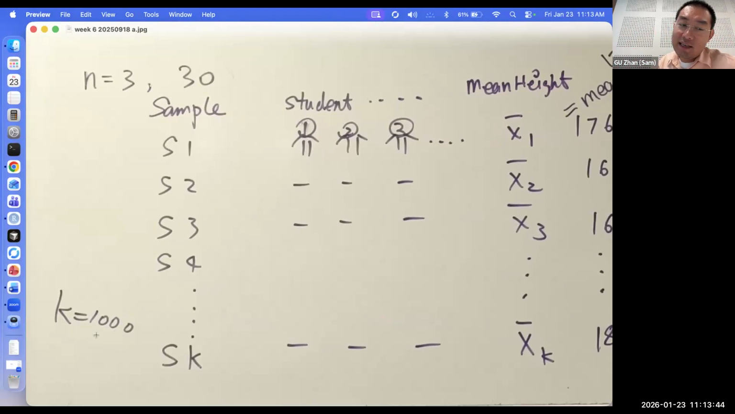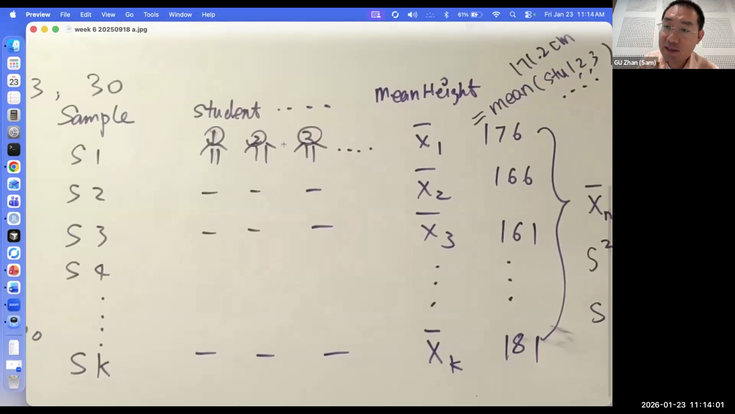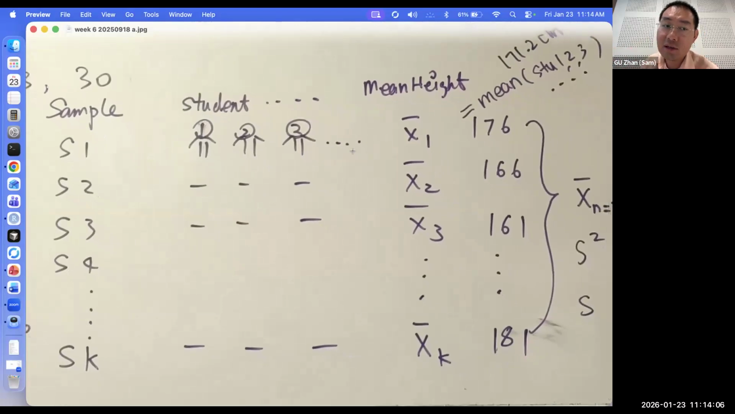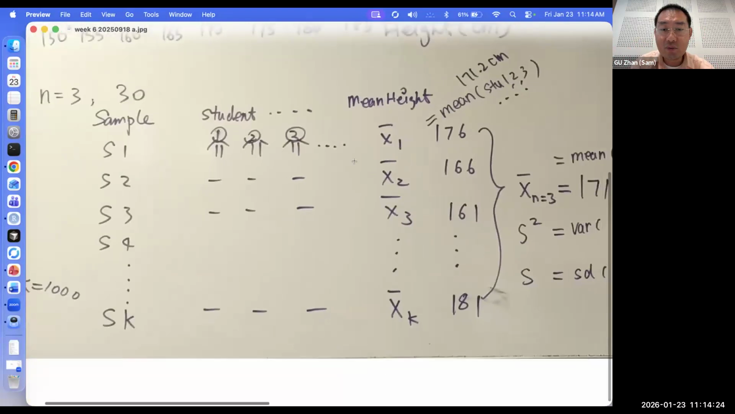So k equals 1,000, and you have k samples. That's very important: you have 1,000 samples. Each sample contains 3 students and the 3 students' corresponding heights. Since you have the 3 heights in sample 1, you can calculate the average height of the 3 students of sample 1. We write it as x bar 1. For sample 1, assume the mean value is 176 centimeter, just for illustration. Then we repeat this several times.